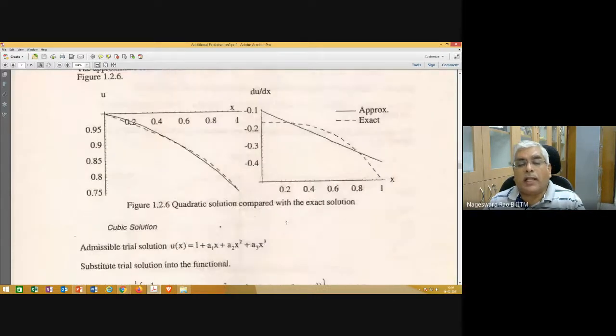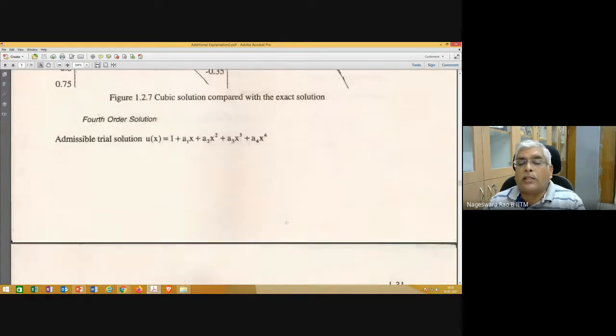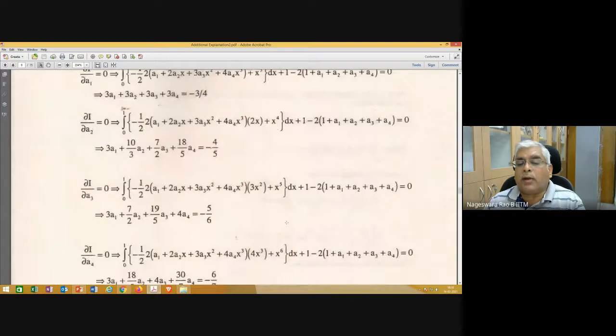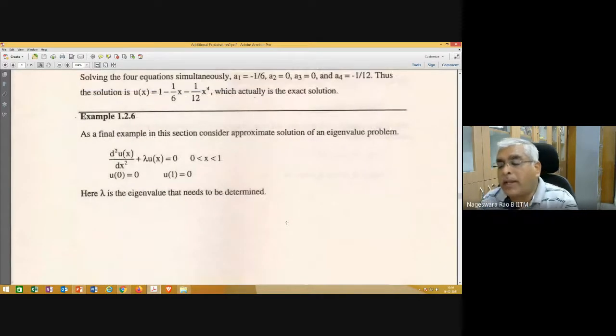Okay, so this is another example, and one more example is also illustrated here, which happens to be an eigenvalue problem. I'm sharing with you the workout of this example because similar problems are there in the assignment.